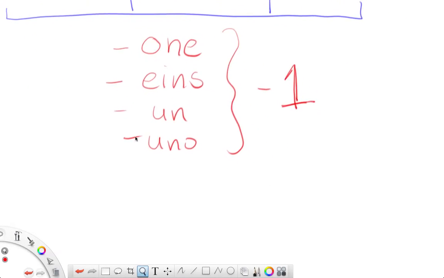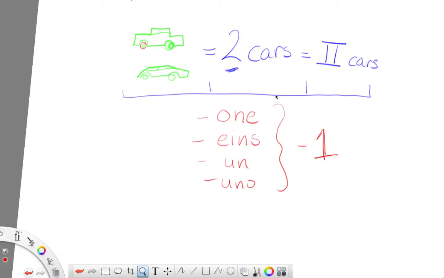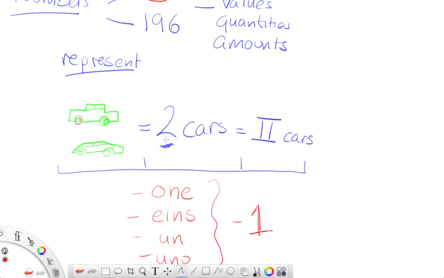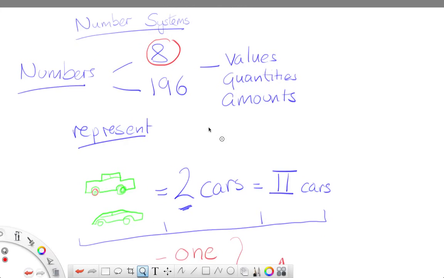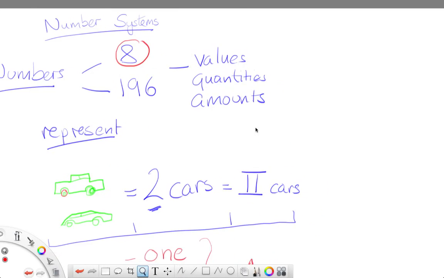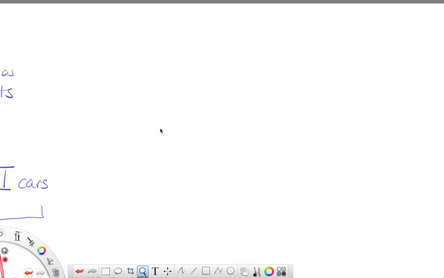So we have this idea that we can represent numbers using these numbers. We had some examples at the beginning, like 8 and 196, representations of a number. They're not real numbers, they're not real quantities, they're just a way of writing them out or communicating them.